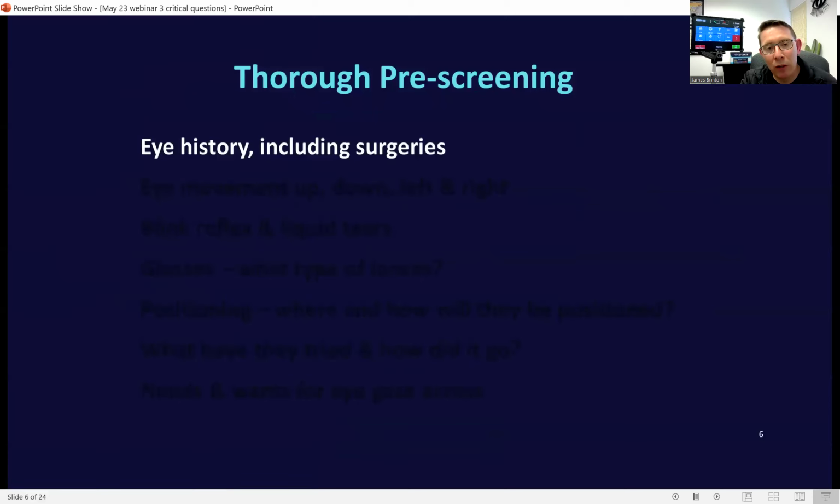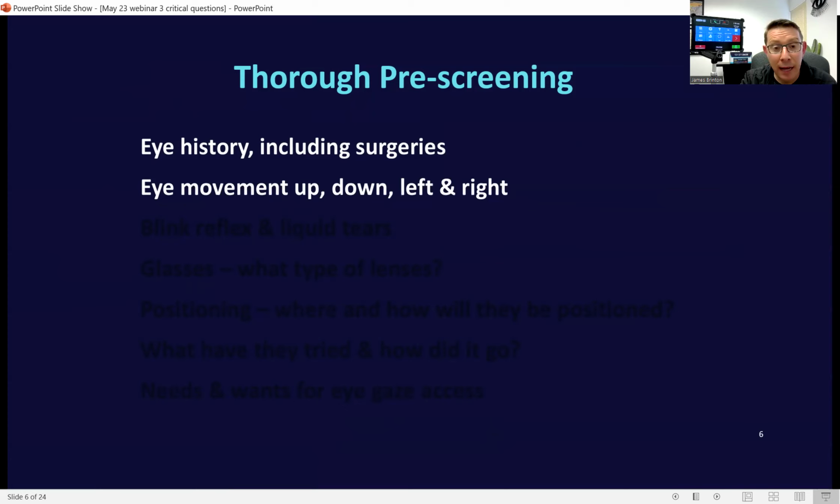Before we go into those 3 questions, before they show up at our clinic or we go to their home, we need to do a thorough pre-screening. We need to ask about their eye history, including any history of surgeries or known eye conditions. We need to understand and ask, are they able to, of their own volition, look up, down, left, and right? We also want to ask, are they able to answer yes and no questions using their eyes? Some people look up for yes, down for no, or I've seen some people look right for yes and left for no. Do they blink?